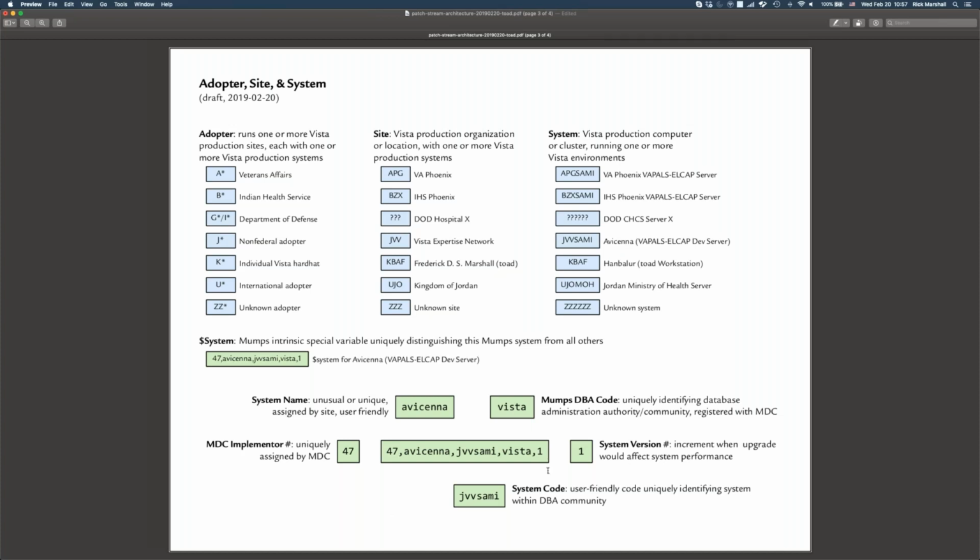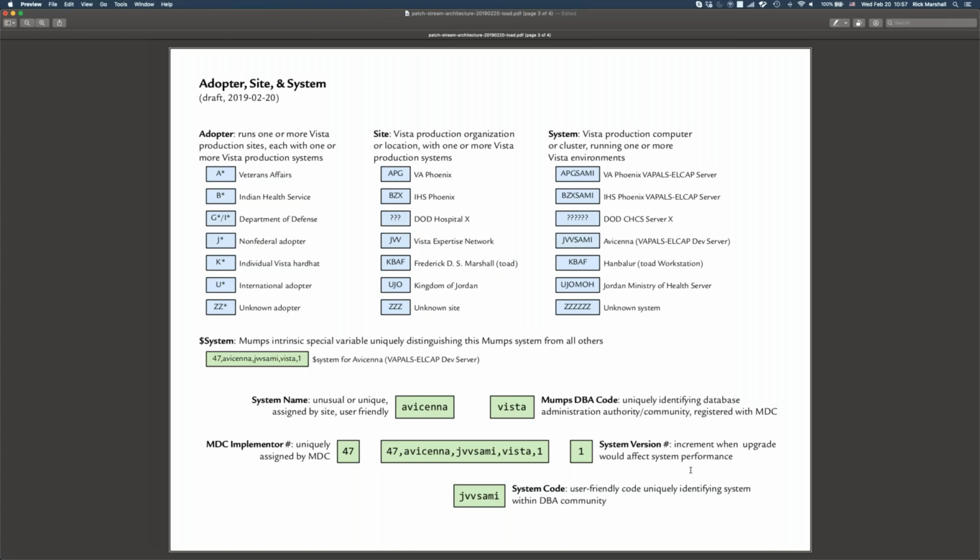So there's one last number on the end, which is a system version number. Basically, whenever you seriously upgrade that system, you should increment that number. It should always start as 1. So for almost all systems in the world, it'll be 1. But if you've done a massive hardware upgrade and it'll really impact the performance of software running on it, you should increment it to 2, and so forth.